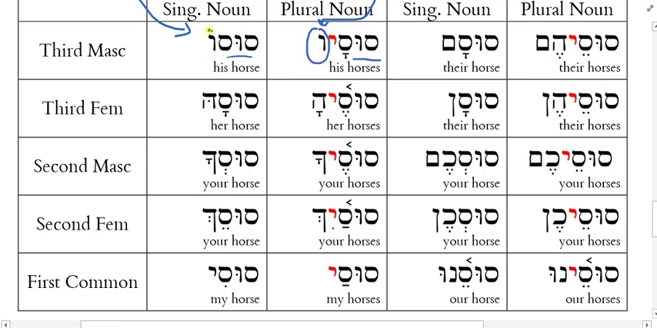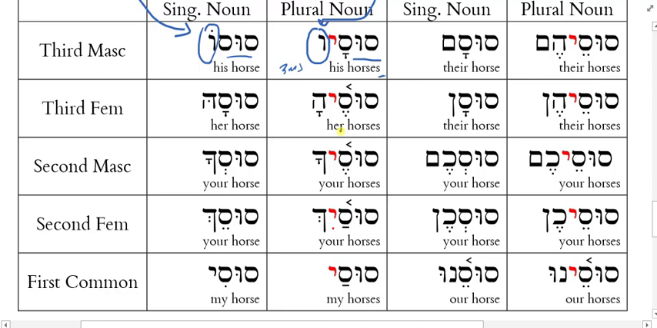Now that does remind you of the holem vav for the third masculine singular pronoun, doesn't it? So there is at least enough similarity here to see the correspondence. Both of these pronouns mean his. They're both third masculine singular. But the vav all by itself is the way to say his when it's attached to a plural noun. So his is one thing, but it's attached to something plural, his horses. So susav.